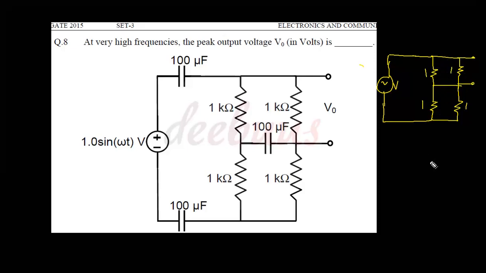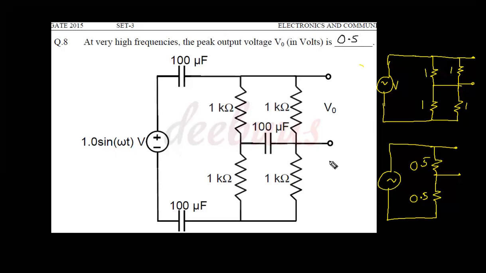So one parallel one is 0.5. Again another one parallel one, so again another 0.5. So the circuit can be simplified as this. Now we have to calculate the output voltage across this. That is exactly half of the input voltage. So the peak output voltage is 0.5 volt. The input voltage is 1 sin omega t, so the output voltage is 0.5 sin omega t. So the peak is, as mentioned, 0.5 volt.